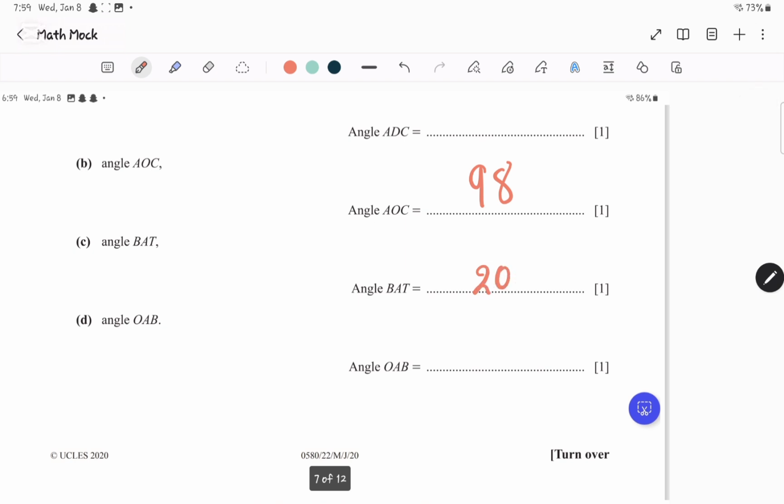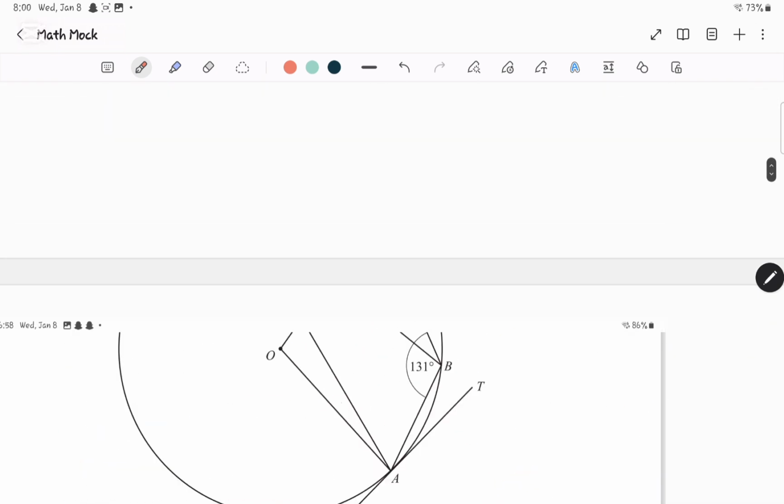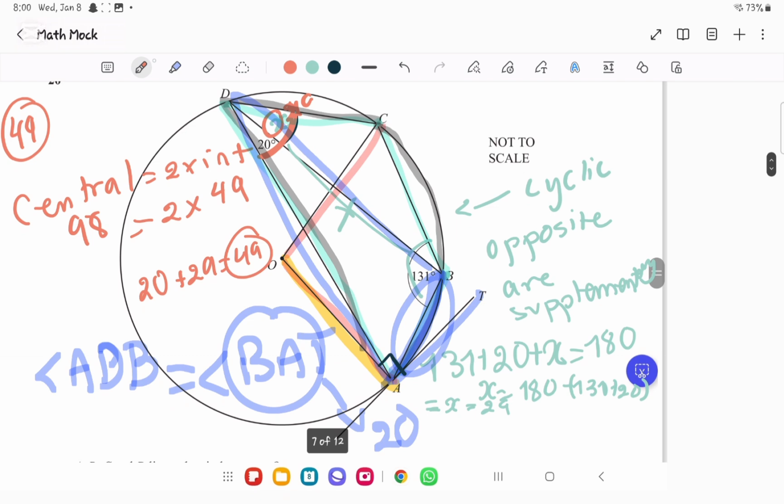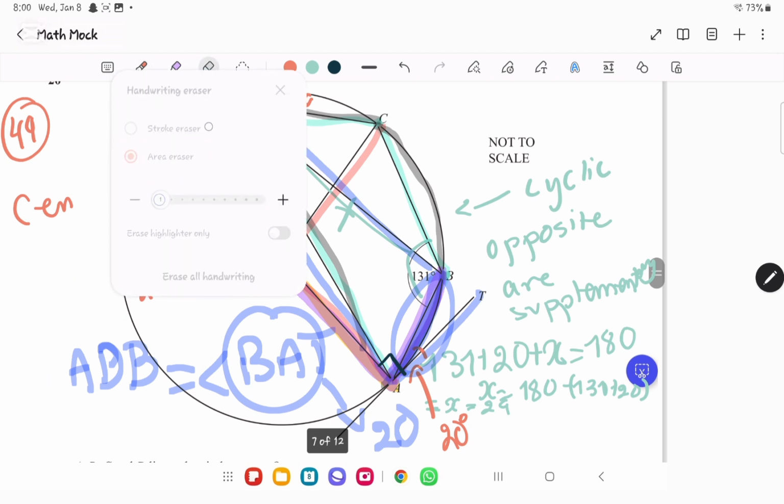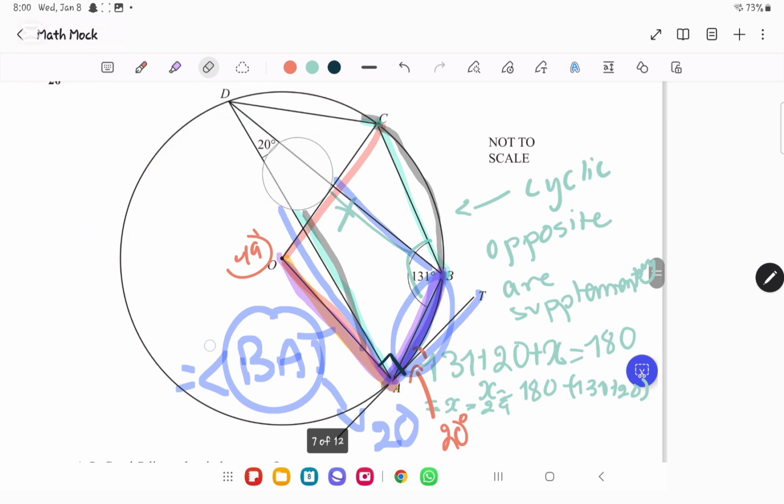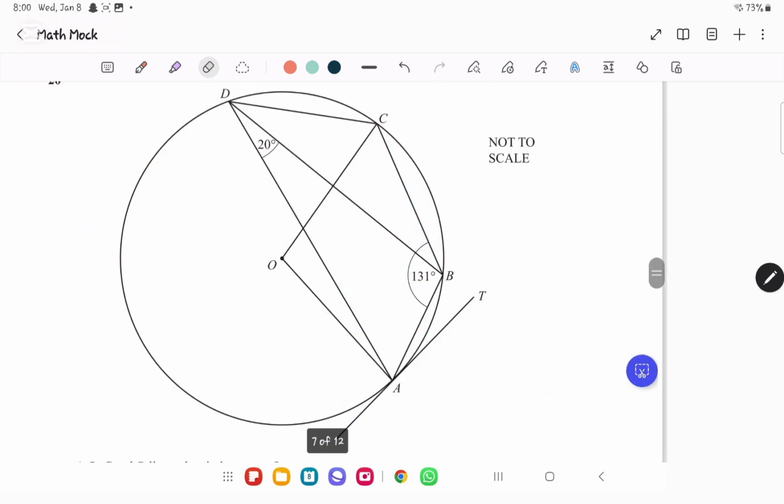Now finally, they need angle OAB. Let us see. Let's choose a different color. Okay, so they need angle OAB, this angle over here. This one is really simple. We found out that this angle over here is 20 degrees. I think I will erase it, sorry, so it is clearer. Okay, so I'm going to highlight the angle that they need. They need the angle OAB.